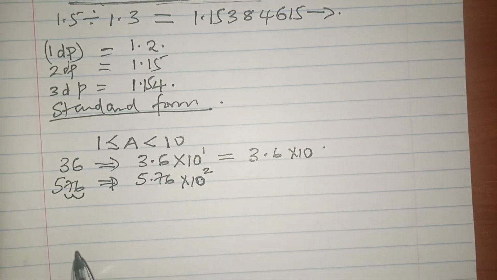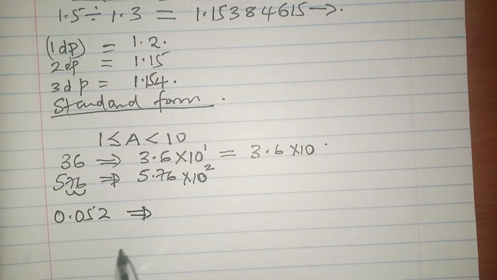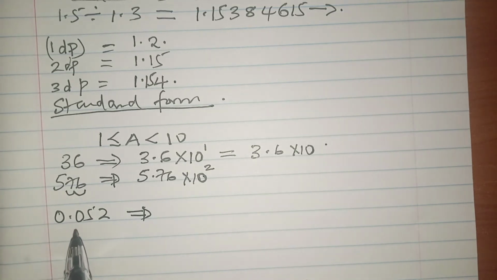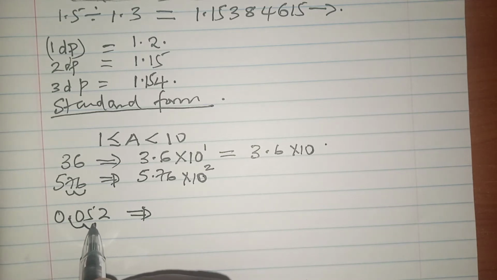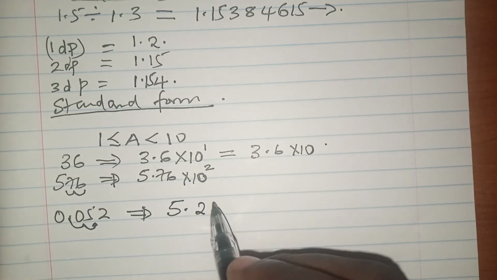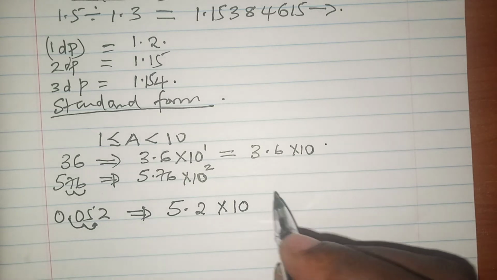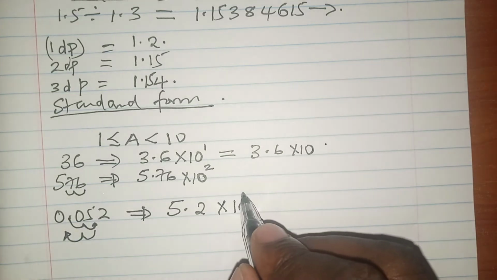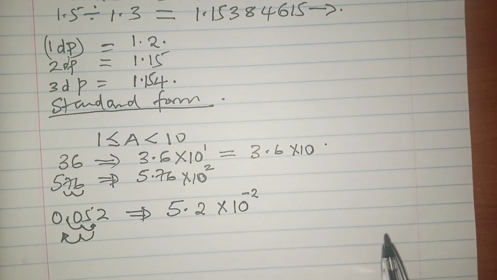And incidentally, if I may bring in 0.052, this is far below 1, and we have to have a number which is between 1 and 10. So this decimal point will be forced to move 1, 2 steps to the right. So we are going to have 5.2. But to maintain the original value of the number, the decimal point will just have to go back the 2 steps to the left. So minus 2. The fact that it's going to the left is going to be minus 2. And that is how we write numbers in standard form.